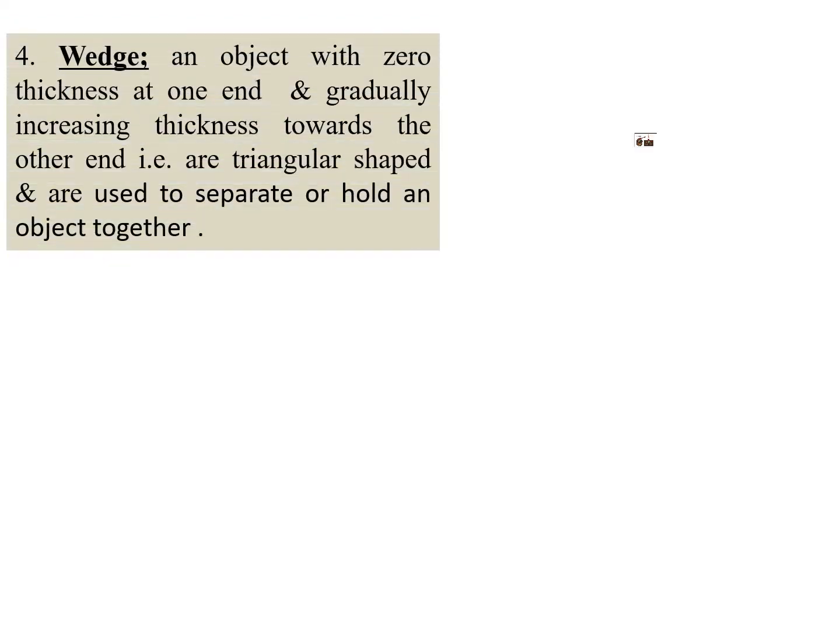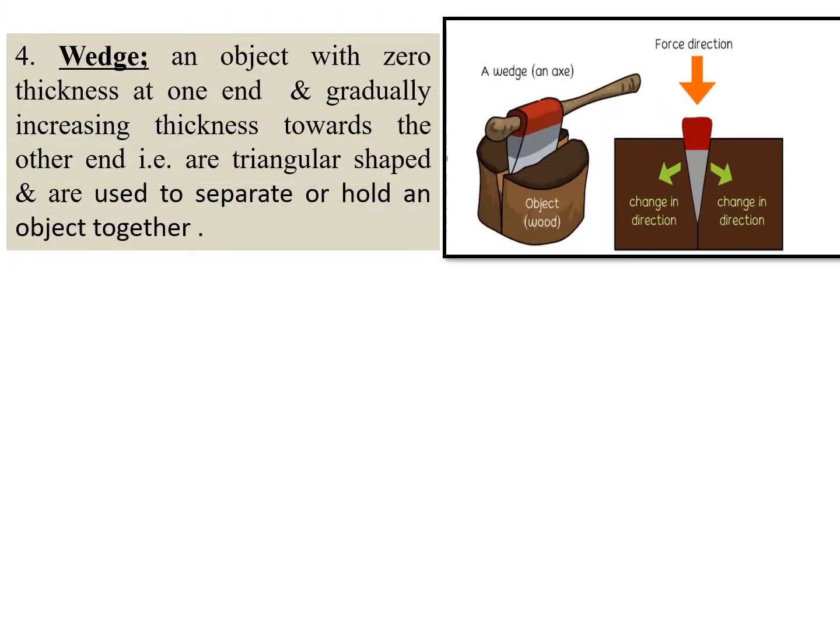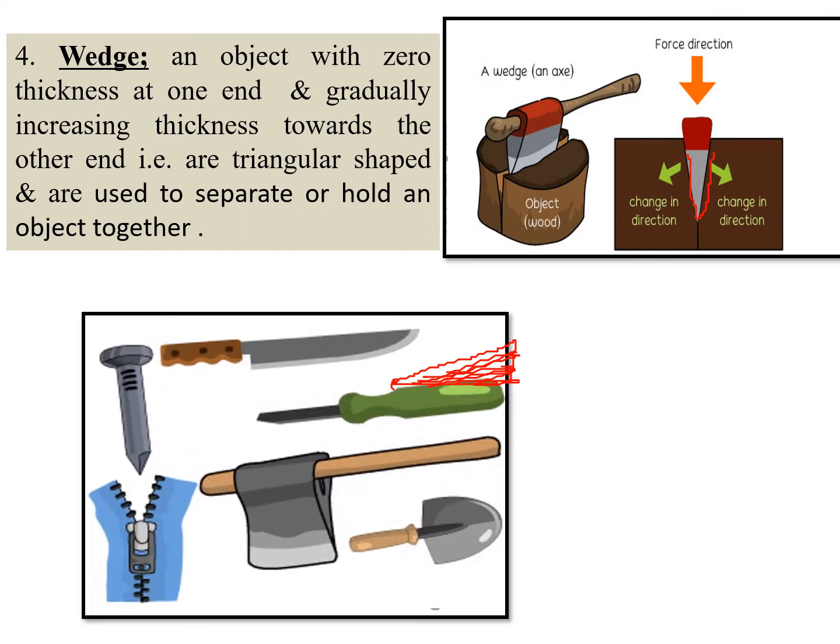Now next one, fourth simple machine is a wedge. It is an object with 0 thickness at one end and gradually increasing thickness towards the other end. So in this example, if we see, this is a wedge. So having 0 thickness at one end and gradually the thickness increases. So this becomes the wedge. It is a triangular shape and are used to separate or hold an object together. So example of wedge is knife, axe. Then zip is also an example. Okay, so zip is a wedge shape where it is used to hold these 2 pieces together.